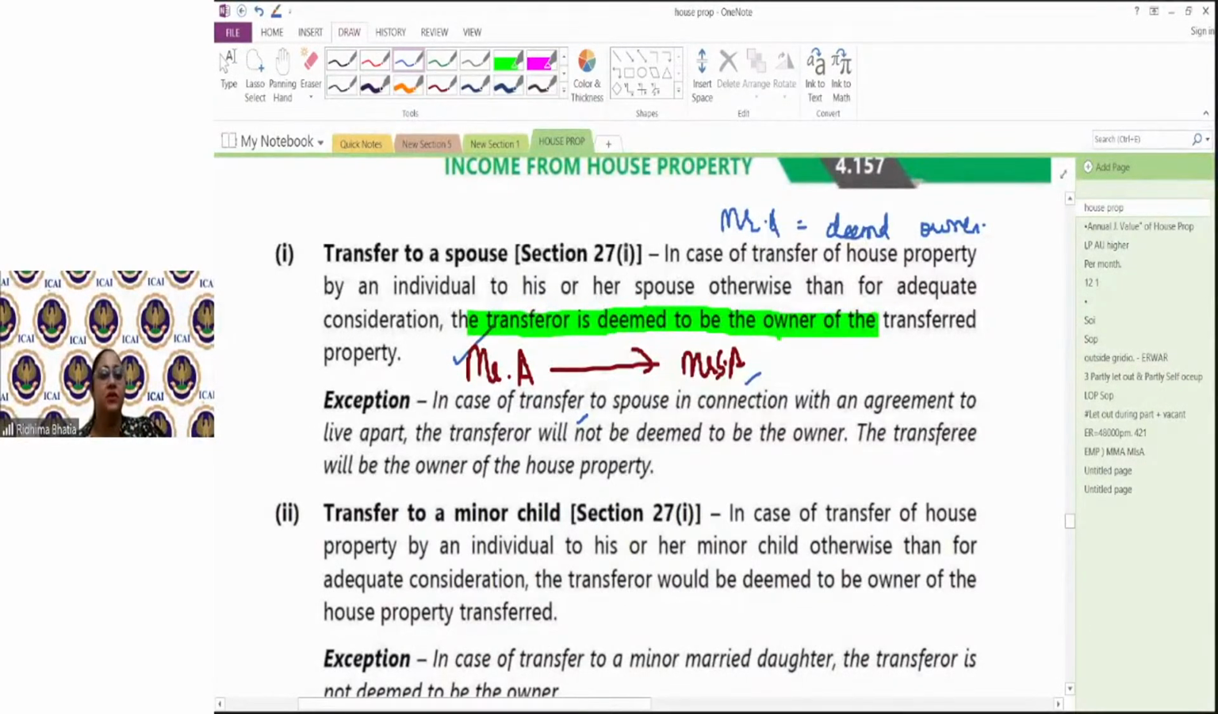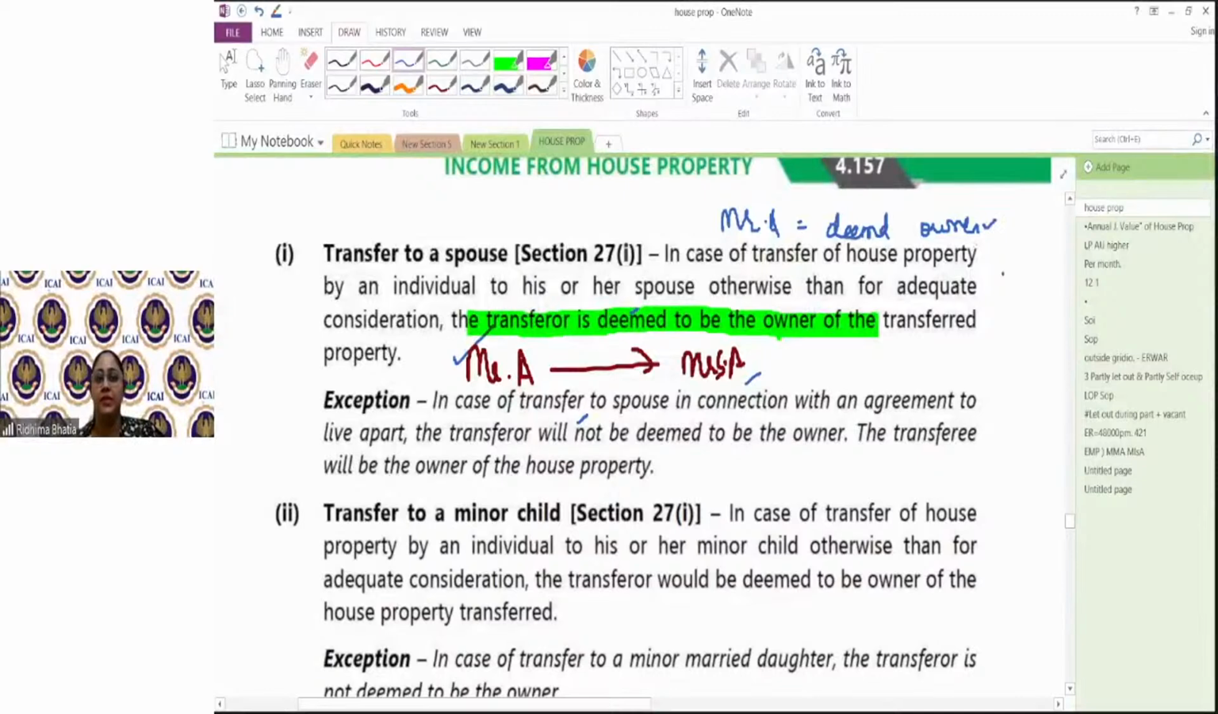They do it to divert the income, but they forget that there is a provision to cover this loophole, that the legal owner would not be considered as the final owner. The deemed owner would be considered as the final owner and he will show income from house property, and people do it just to divert funds, but now it is not successful. Mr. A would be the deemed owner and he would show income from house property.